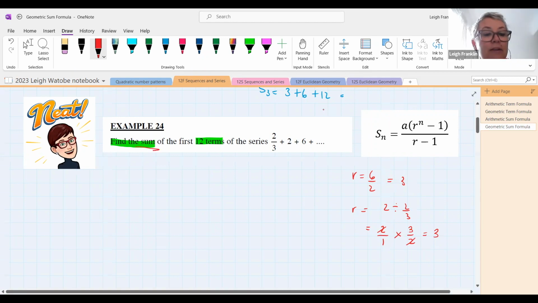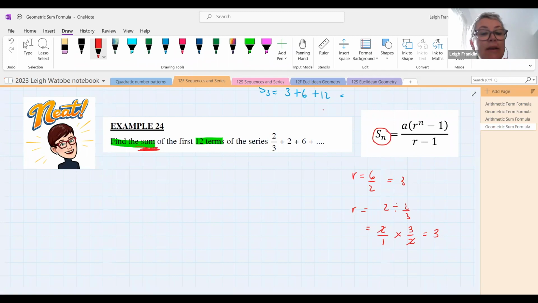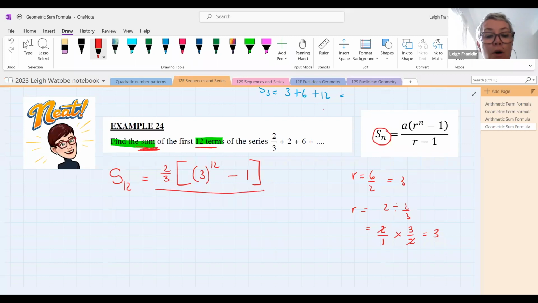Because it says find the sum, they're telling us to calculate SN. They've told us there are 12 terms. So we set it out as follows. The sum to 12 terms: A is 2 over 3, R we know is 3, and then 12 terms in the series, minus 1, all over R minus 1.